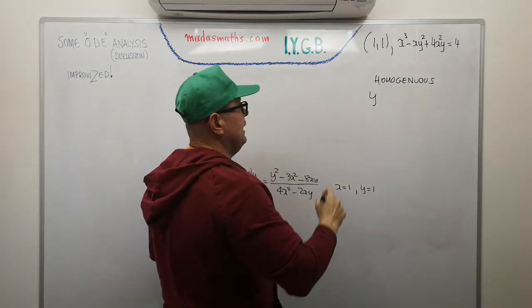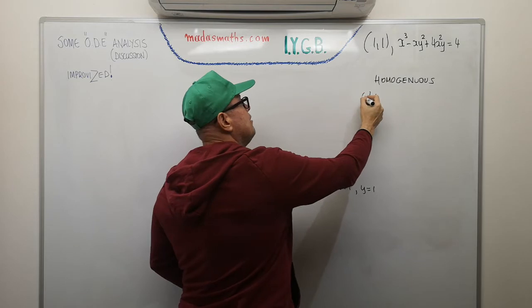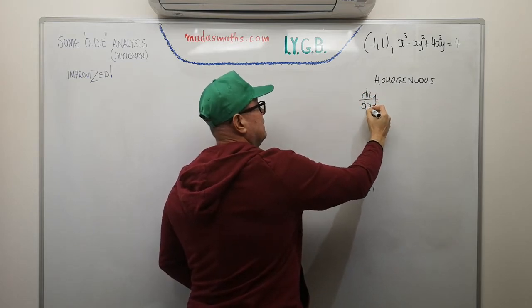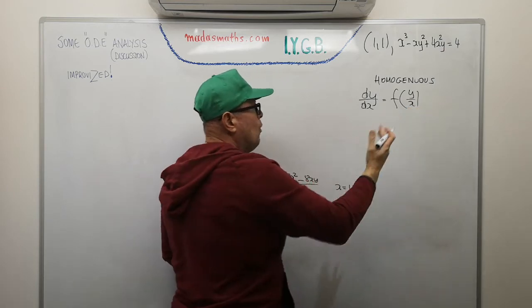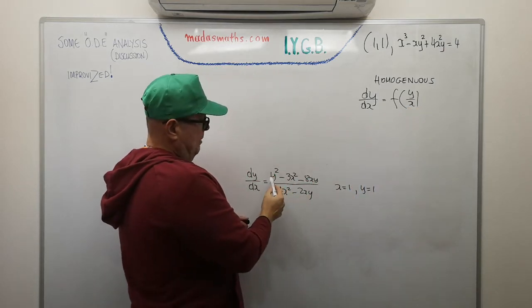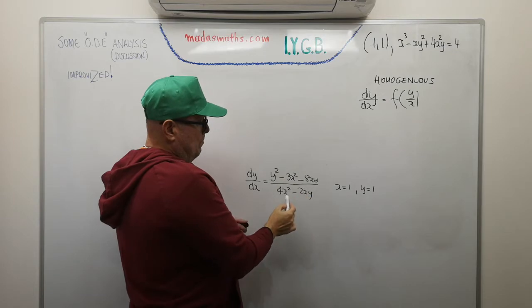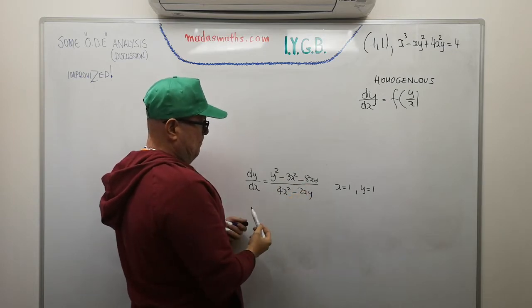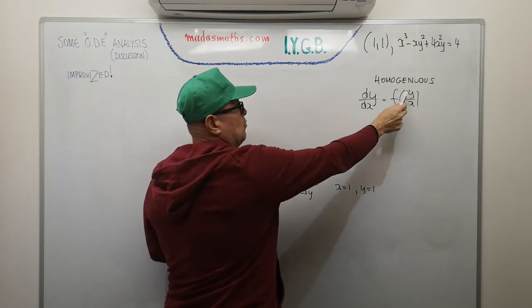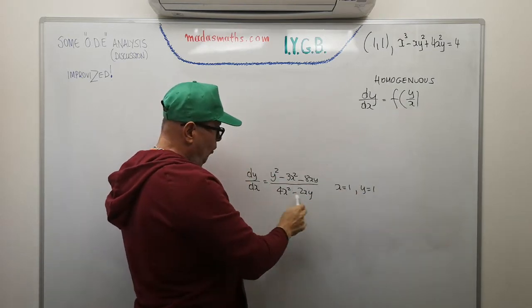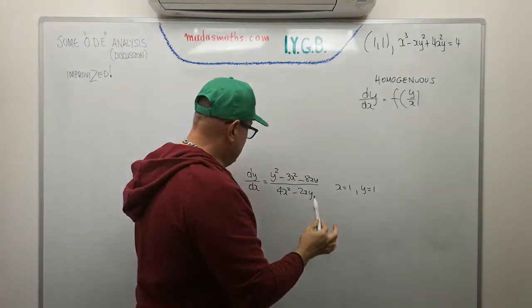Homogeneous. It means that it can be written in the form dy by dx is some function of y over x or x over y if you want. So if you look at these terms here, if I divide top and bottom of this particular fraction on the right by x squared or y squared, I'll either get y over x or x over y all the way through. But the brain picks it up a lot easier.